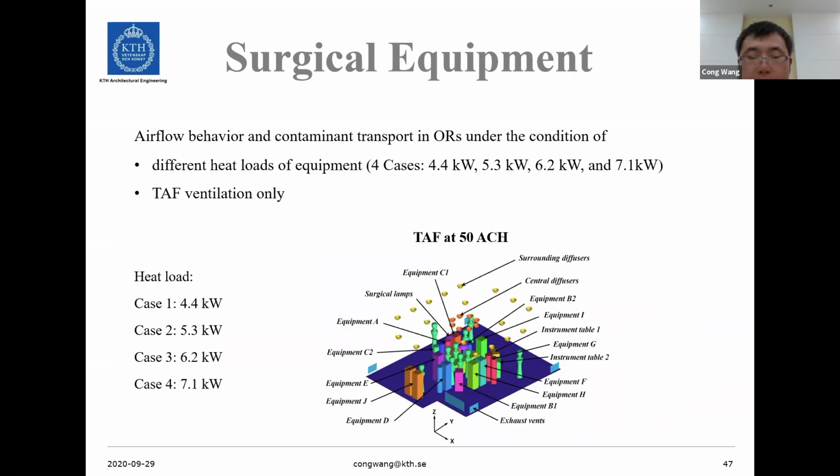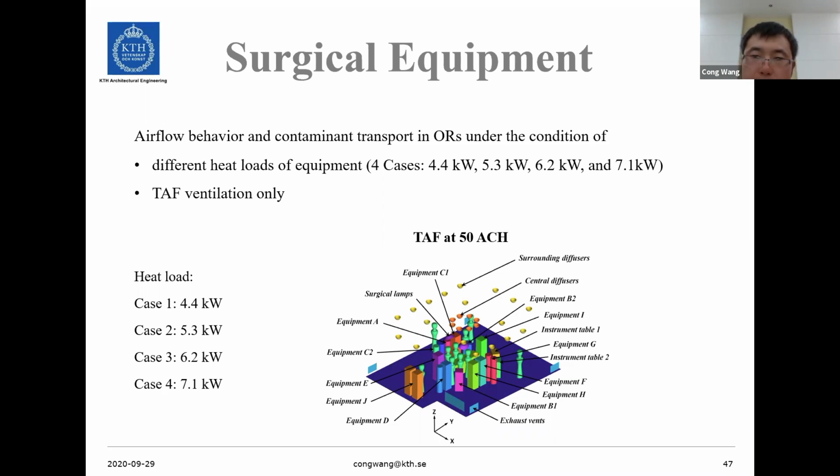Now surgical equipment. The impact of surgical equipment mainly lies in the heat load generated or released from the surgical equipment. And in this study, we put as many types of equipment as possible closely surrounding the surgical table. And we define 4 cases with different heat load. The heat load increases from case 1, which is 4.4 kilowatt, to case 4, which is 7.1 kilowatt. So the heat load is gradually increased in the 4 cases.